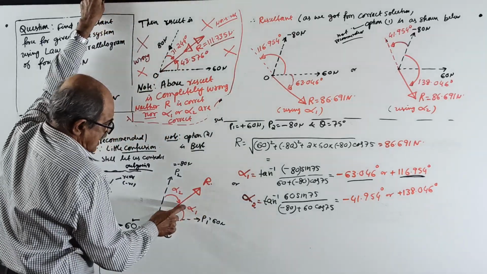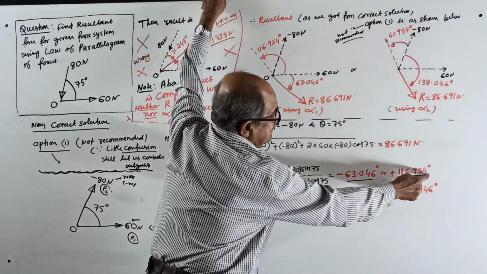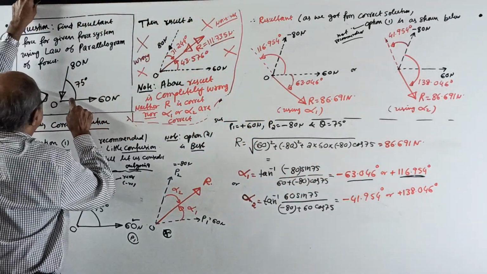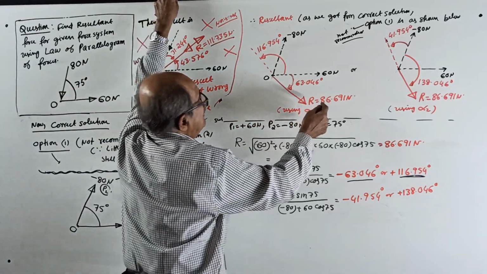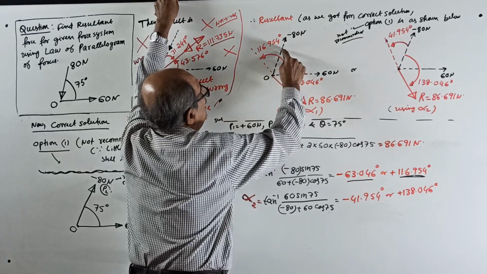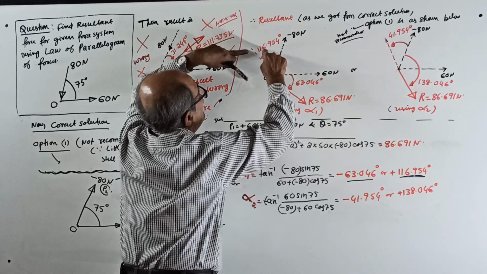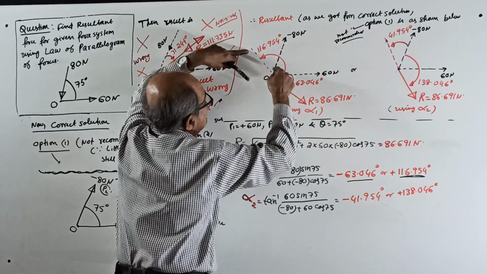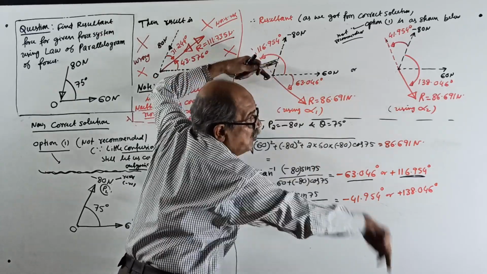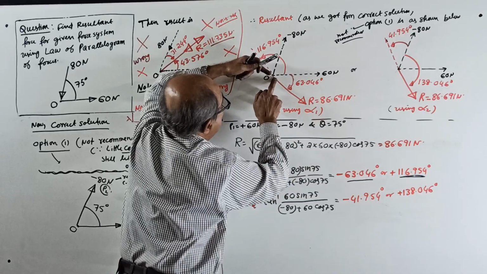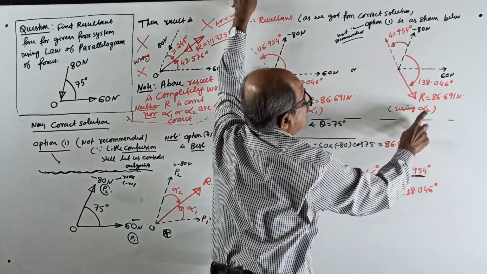From P1, we took alpha 1 to the resultant this way. The answer came plus 116.954. But this angle is only 75 degrees. So from here you have to go further by 75 to reach the line of action of the resultant, 116.954. Then along that line, from the joint O, it should be an outgoing force. Same answer. Here, see, outgoing using alpha 2.